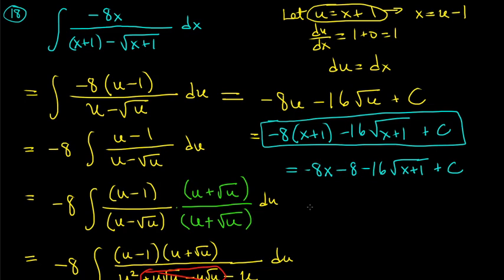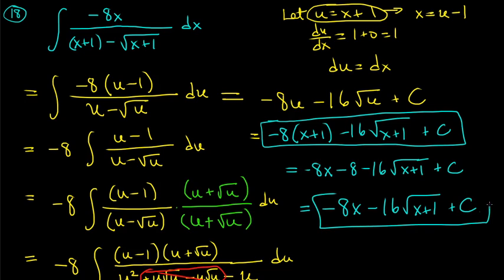So even though you don't have to do this, this is really just negative 8x minus 16 times the square root of x plus 1 plus c, a different c here. So you can call it c2 if you like, or c prime or something. It's a different c than this, because this is literally c minus 8 instead of c.